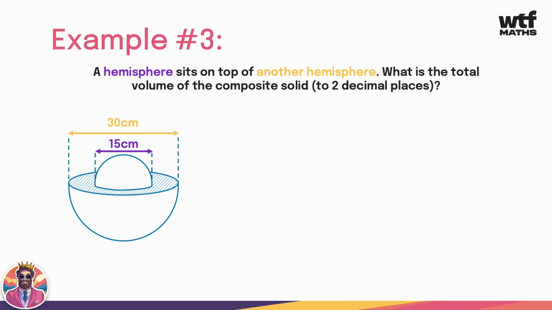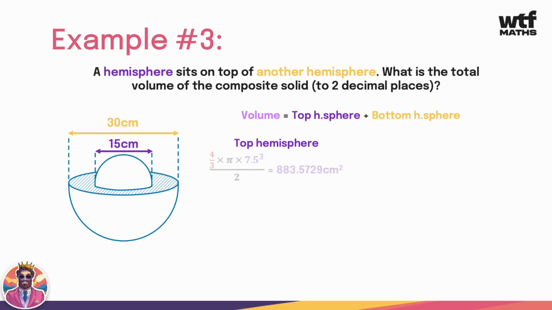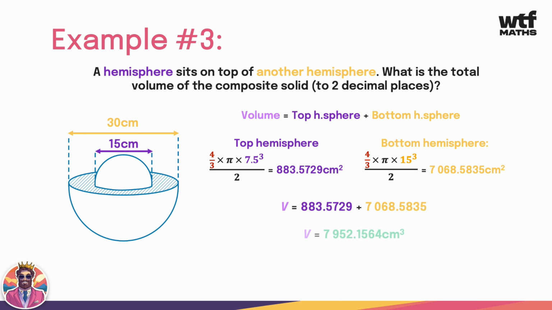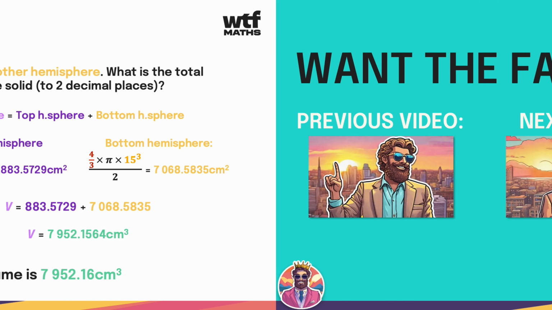Okay, for our final example here, a hemisphere sits on top of another hemisphere. What is the total volume of the composite solid to 2 decimal places? So again, we're just going to find the volume of the top hemisphere and then we're going to add the volume of the bottom hemisphere. So the top hemisphere is 4 over 3 times pi times 7.5 cubed, and then we half it to get this answer here. And for the bottom hemisphere, we're doing the same thing, but just with a radius of 15. So when we add these two values together, we'll get a total of 7,952.16 centimeters cubed.